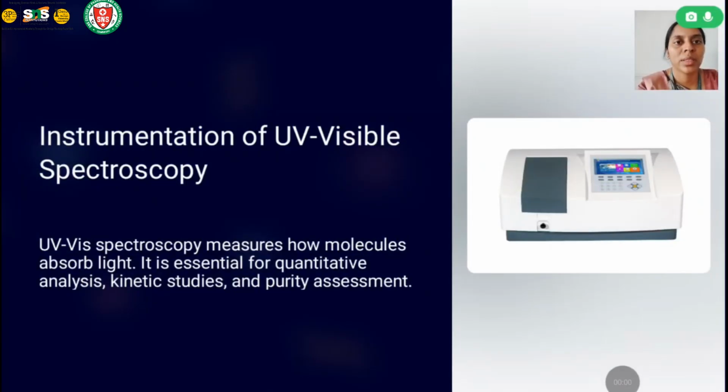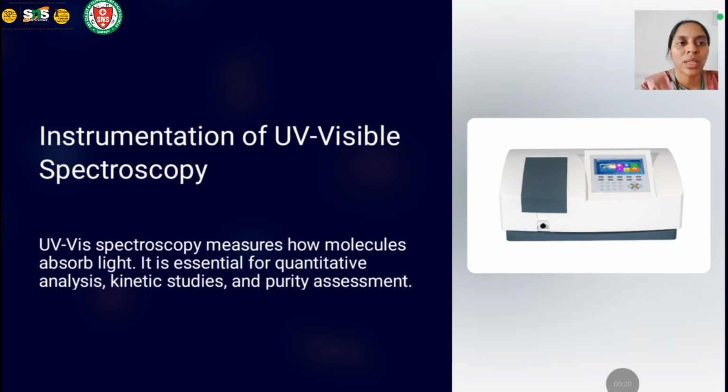Hi everyone, in this lecture I am going to describe the instrumentation of UV visible spectroscopy. UV visible spectroscopy measures how molecules absorb light. It is essential for quantitative analysis, kinetic studies and purity assessment. The principle involved in UV visible spectroscopy is absorption.